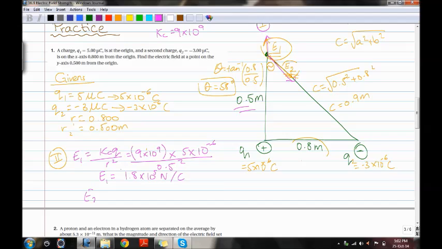Now the E2, Kc, Q2 over R squared, this is Q1 and this is Q2, so 9 times 10 to the power of 9 times the Q2, so ignore the negative, absolute value, 3 times 10 to the power of negative 6 over the R squared, which is 0.9, because it's between the test charge and the Q2. So 0.9 squared. So the answer will be 3.3 times 10 to the power of 4 Newton per coulomb.